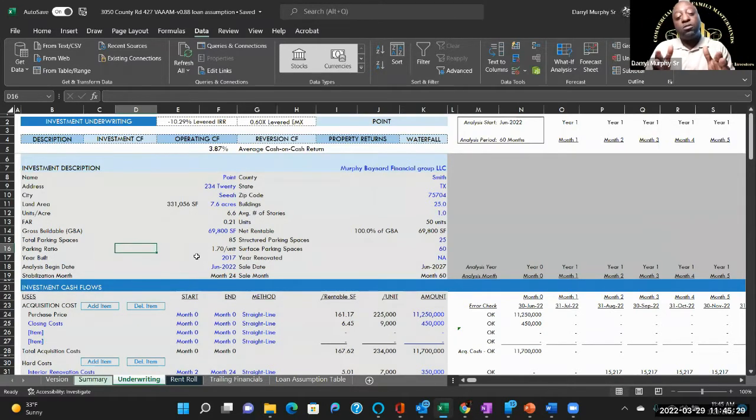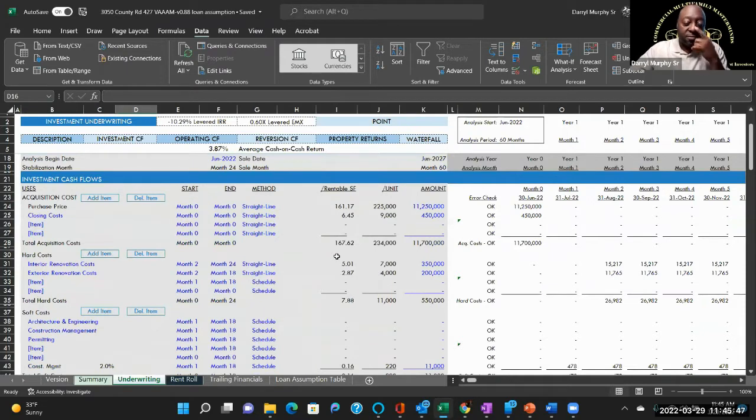What I'm going to tell you, you could basically use on your model. I don't care what model you're using, it should still basically be around the same thing. So here's a property, 50 units in Texas, and this property is for sale. 11.25 is what the seller is selling it for, but there's a loan assumption on it, and you want to assume the loan assumption.